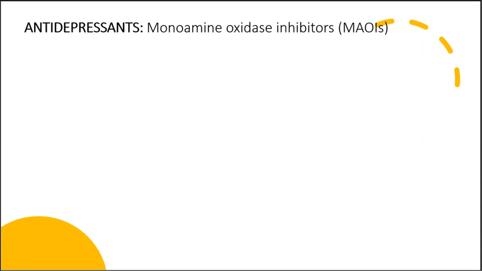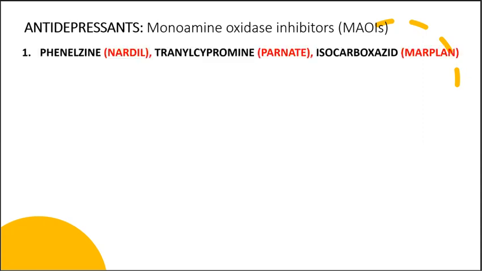And examples of your MAOIs would be our phenelzine, with the brand name of Nardil. There's also your tranylcypromine with the brand name of Parnate. And we also have our isocarboxazid or Marplan. So again, you want to remember them, your phenelzine, your tranylcypromine, and our isocarboxazid.